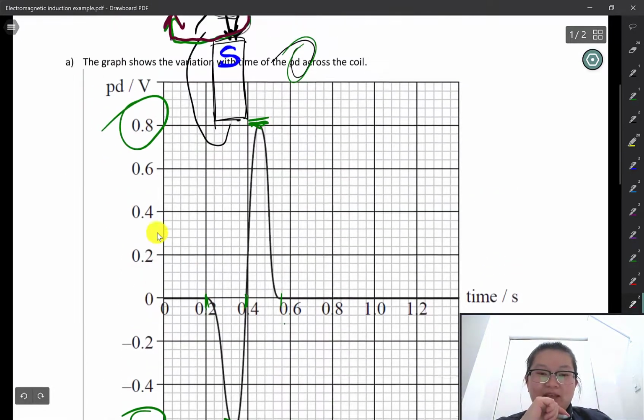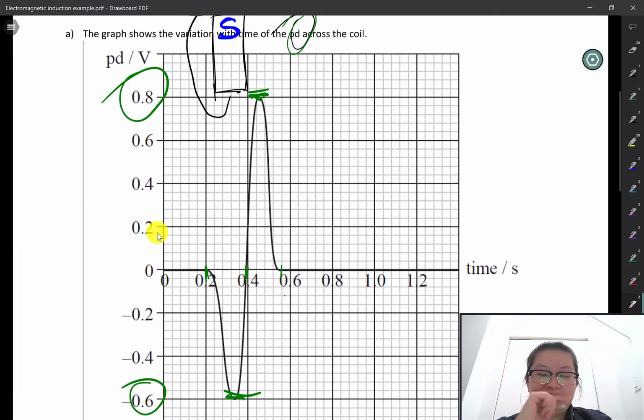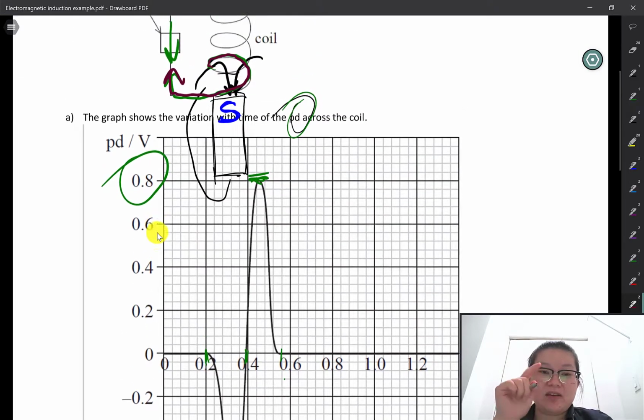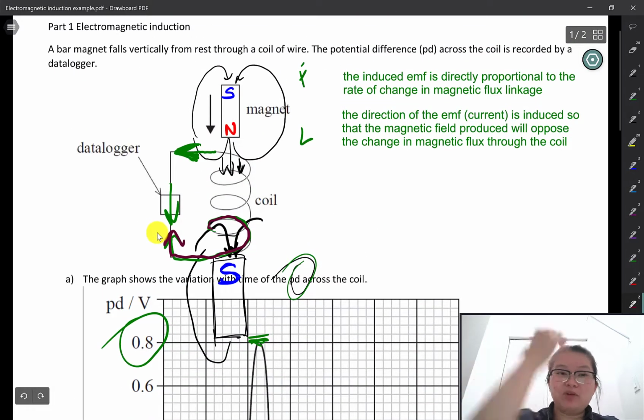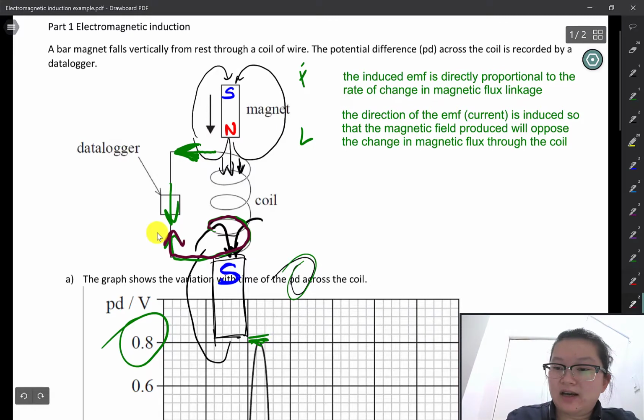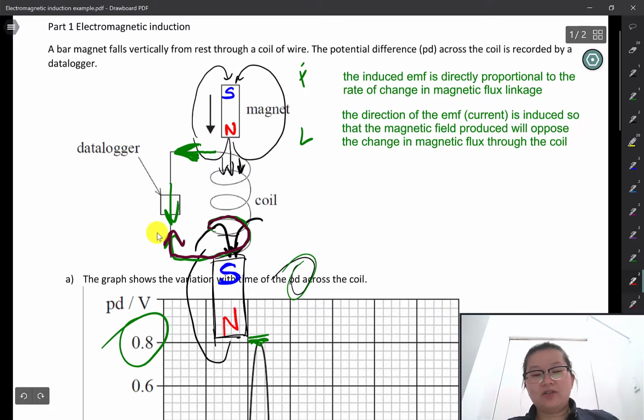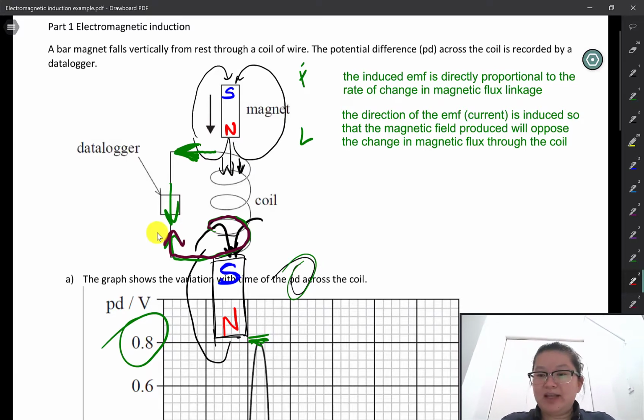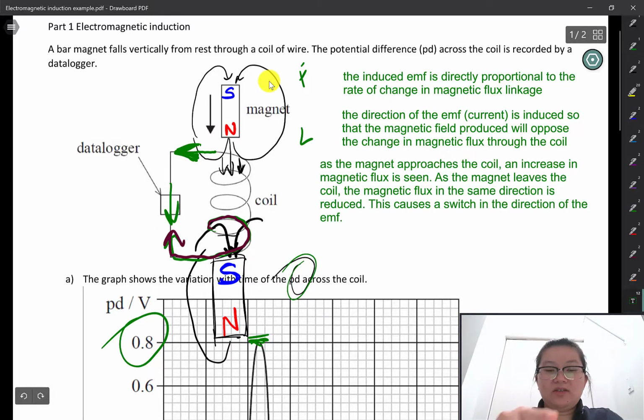So that explains why you get a peak in the beginning. This is when the magnet approaches the coil, and when it's about to leave the coil, it's going to generate the EMF in the opposite direction. So let's use some words to explain that. Okay, so here is the second part.